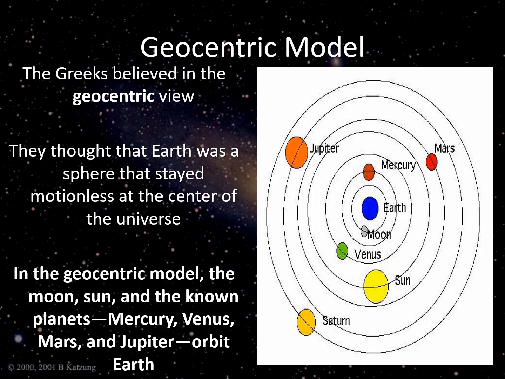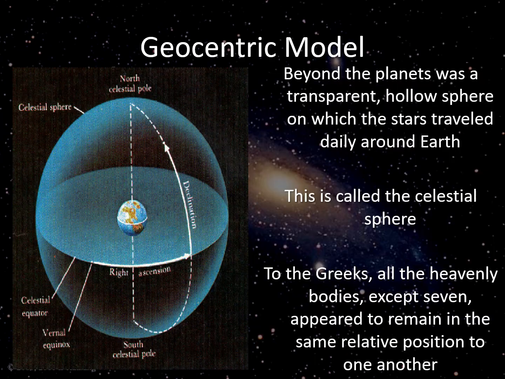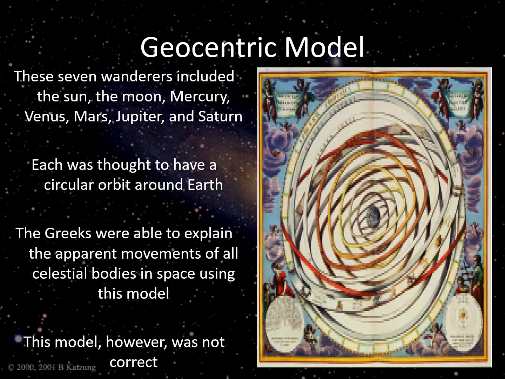And so at that time, a lot of Greeks believed in what is called the geocentric Earth theory, and they thought that the Earth was a sphere that stayed motionless at the center of the universe and everything else orbited around it. In the geocentric model, the Moon, Sun, and the known planets Mercury, Venus, Mars, and Jupiter orbit around the Earth. But they also thought that beyond the planets was a transparent, hollow sphere on which the stars traveled daily around the Earth, and this was called the celestial sphere. To the Greeks, all the heavenly bodies except 7 appear to remain in the same relative position to one another.